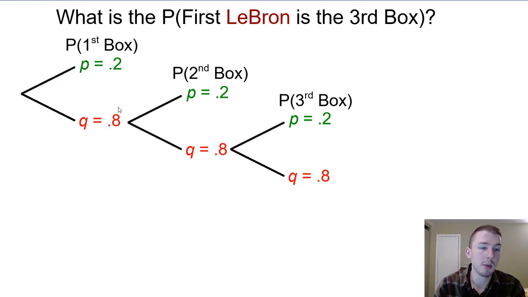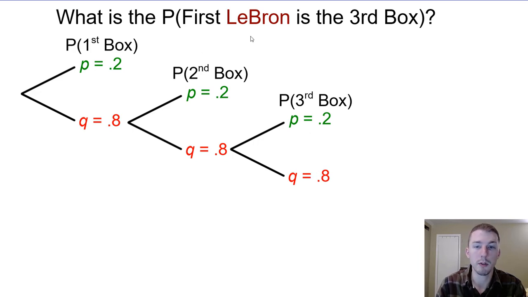So we could find our first success on the first box, which would be 20% of the time, but then 80% of the time we would get something else, either Danica Patrick or Serena Williams. And then we have our second event. If you notice, the conditional probabilities stay exactly the same. That's because it's independent. So regardless of what happened on the first box, the probability of finding LeBron on the second box is still going to be exactly the same, 20% or 80%. And then the third box would be 20% or 80% as well.